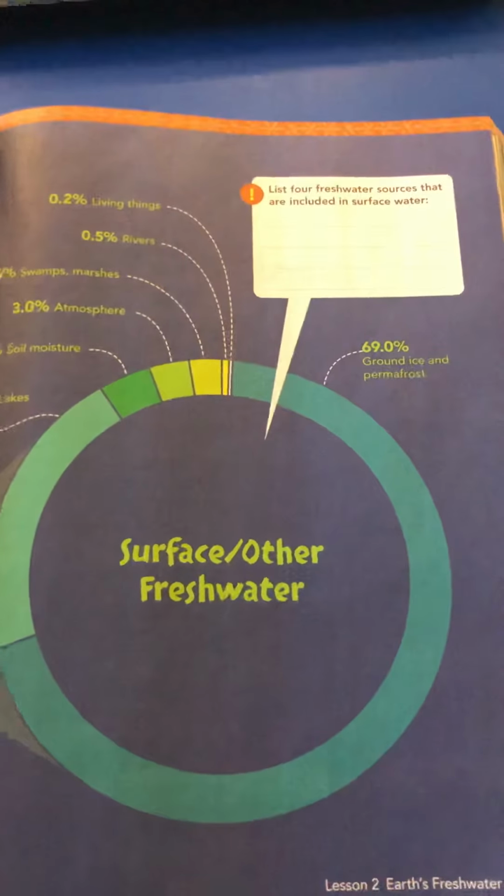Next page, freshwater shortages and our quest connection. Why is it important to find ways to make dirty or polluted water or salt water drinkable in the future? Go ahead and jot down your answer to that. Here's our model it and our lesson 2 check.